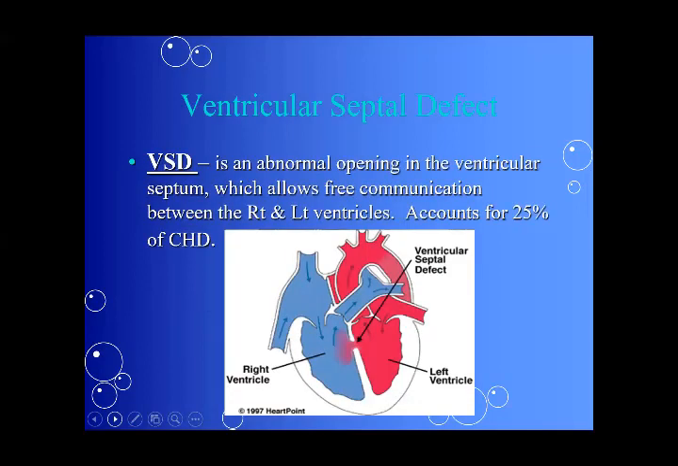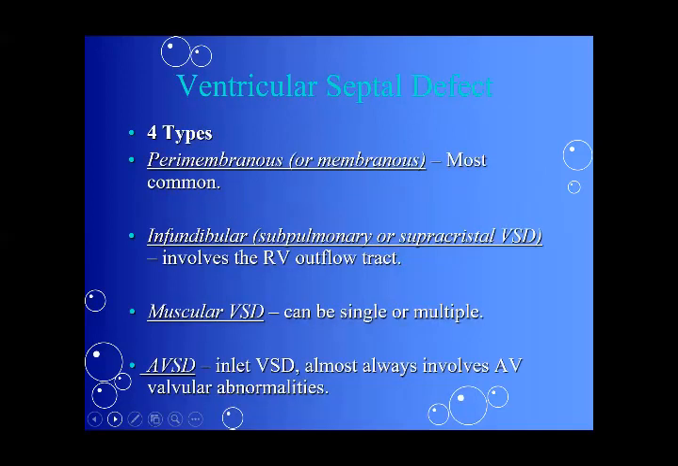Then the next differential in the asymptomatic congenital heart disease is the ventricular septal defect. The ventricular septal defect, as its name shows, is a defect in the interventricular septum, and this is called a VSD. It is an abnormal opening within the heart which allows communication between the right and the left ventricle. It accounts for about 25% of congenital heart disease.